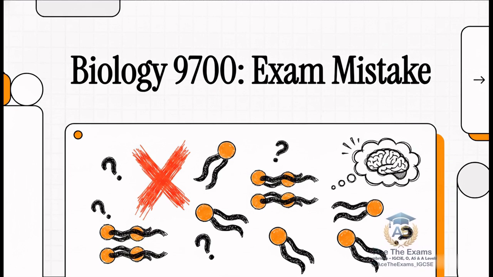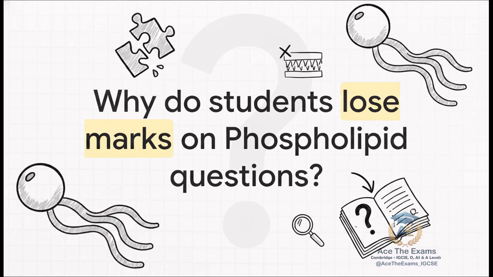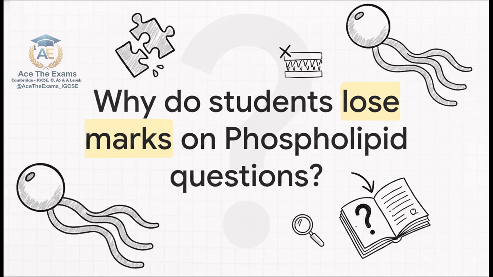What on earth happened? Seriously, why do students who know the biology perfectly, like people who could draw a phospholipid molecule blindfolded, still drop entire grade boundaries on these specific questions? Well, it usually boils down to a tiny, devastating mistake. A mistake that costs you marks before you even realize what the examiner is actually testing you on. So in today's explainer, we're going to fix exactly that.